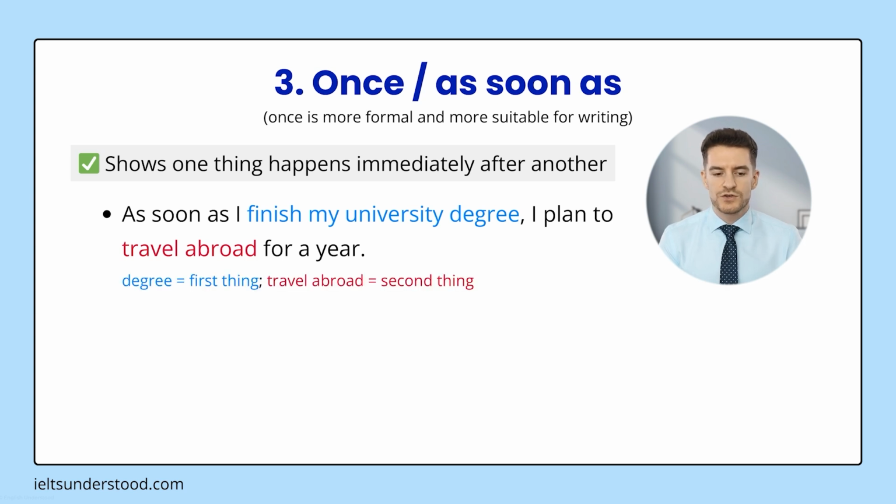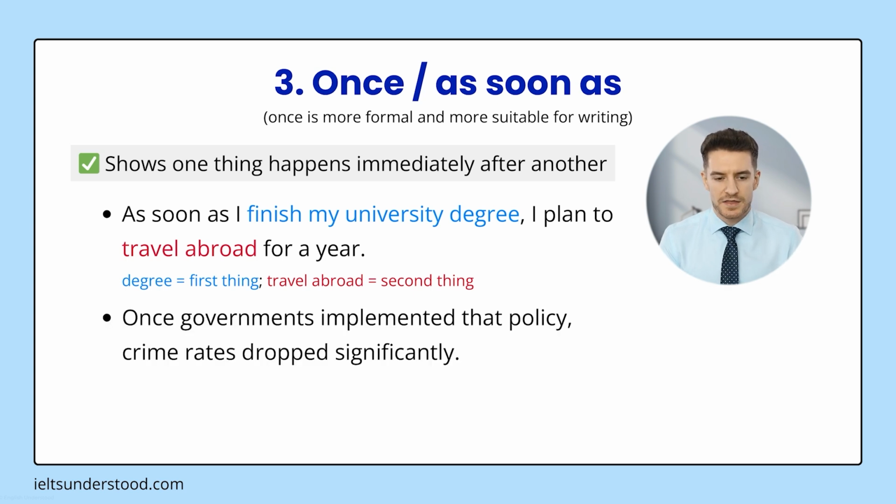Well, I'm trying to show you that the degree is the first thing. That's the first thing that happens. And then traveling abroad, that is the second thing. So we're using this phrase to show that one thing happens immediately after the other thing.